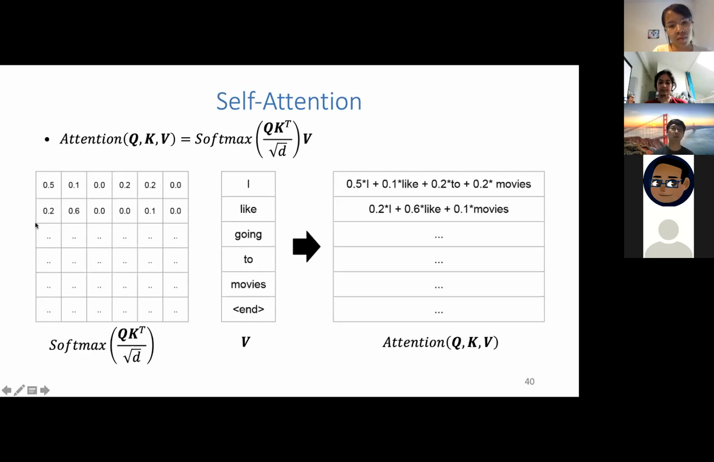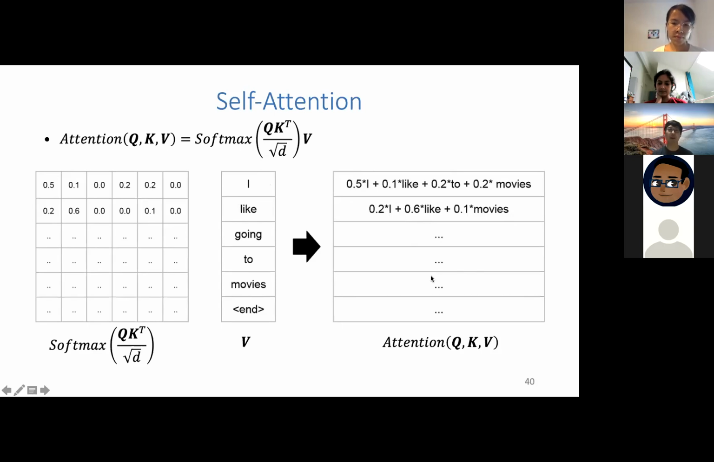If you simply multiply this attention map with the value matrix, or the word embeddings, then you would obtain this outcome, which is simply a weighted sum of the attention and the word embeddings. So this is the first row, a weighted sum where the weights are coming from I's attention. This is a weighted sum where the weights are coming from like's attention, so on and so forth.